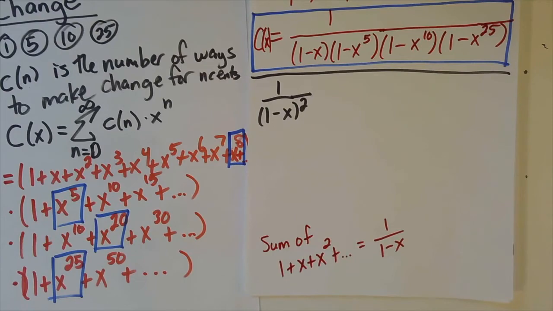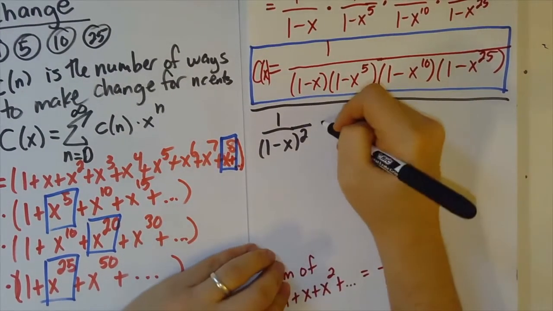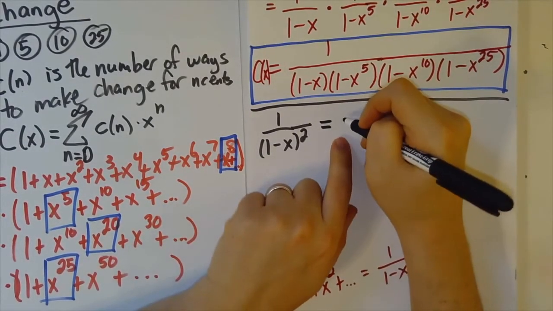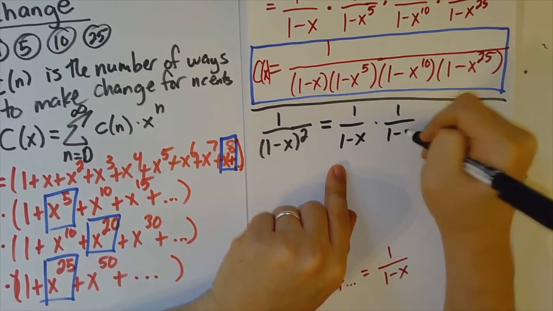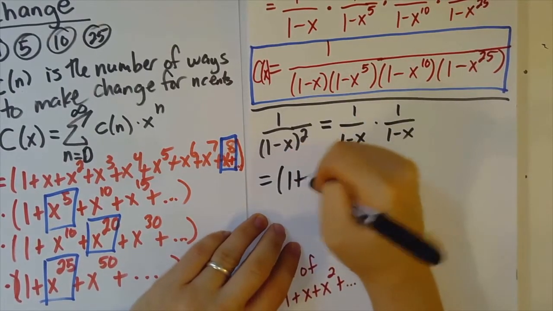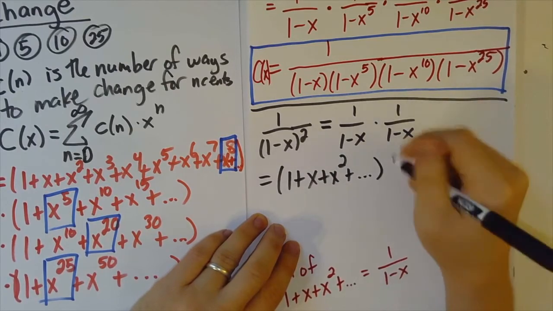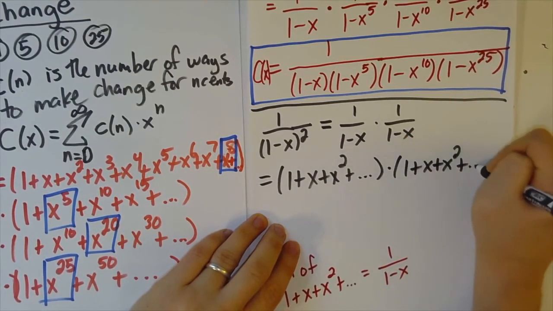But what we can actually do is reverse engineer this. And instead of doing it this way, we can say, okay, well, what is this? Well, this is literally 1 over 1 minus x times 1 over 1 minus x, which is 1 plus x squared plus dot, dot, dot, times 1 plus x squared plus dot, dot, dot.